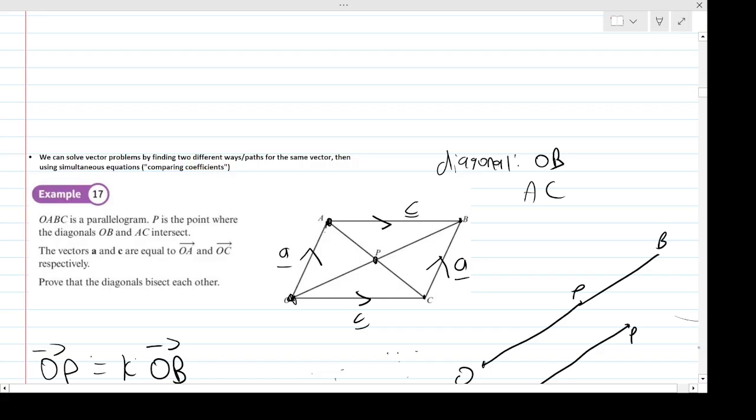And we've also shown that for the diagonal O to B, from O to P, that's a half. So then that means P to B has to be a half as well, the other remainder of OB. So A to P is a half, and then that has to be a half. So P has to be midway through on both lines, right?